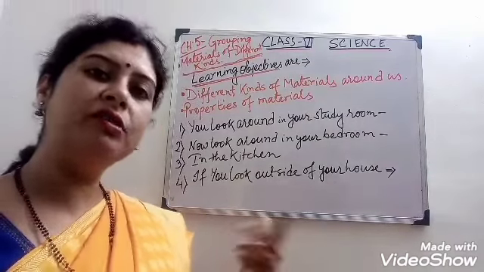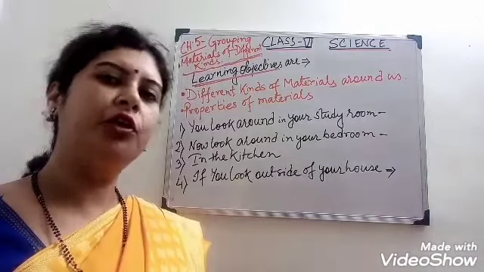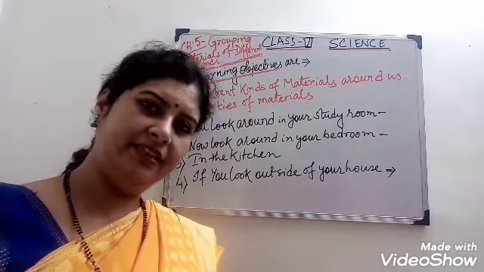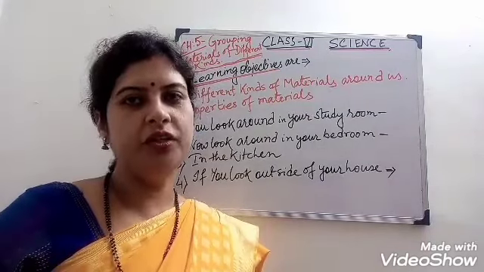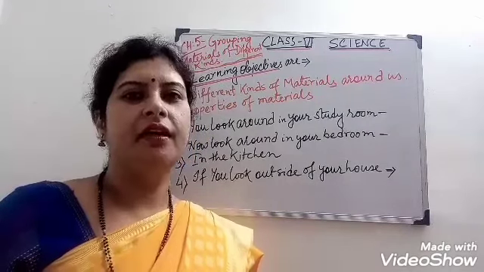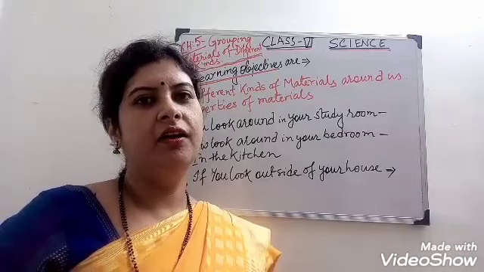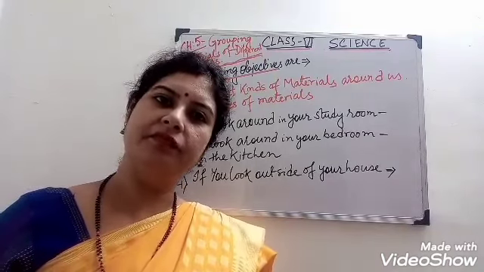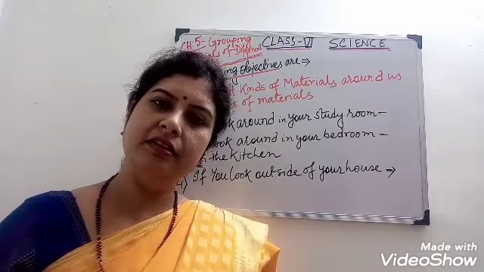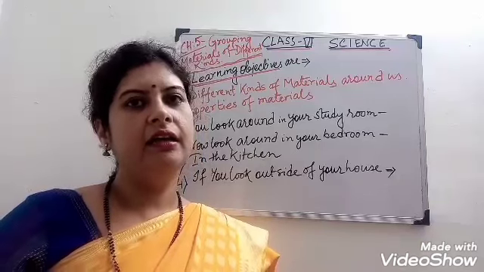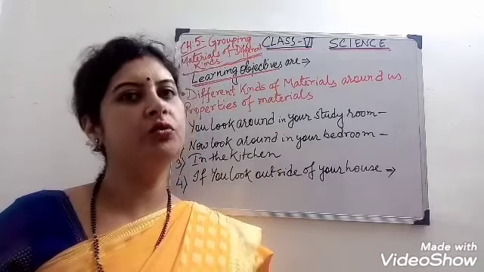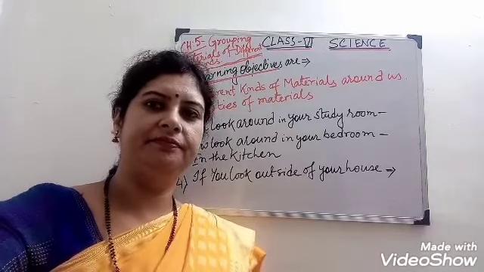Now, if you look outside of your house, you may find different kinds of living and non-living things. Now, children, what do you understand from all these observations? You will understand that there are different types of things or materials around us. Some of these are living, some are non-living. Some are of different shapes, different colors, and their uses are also different.